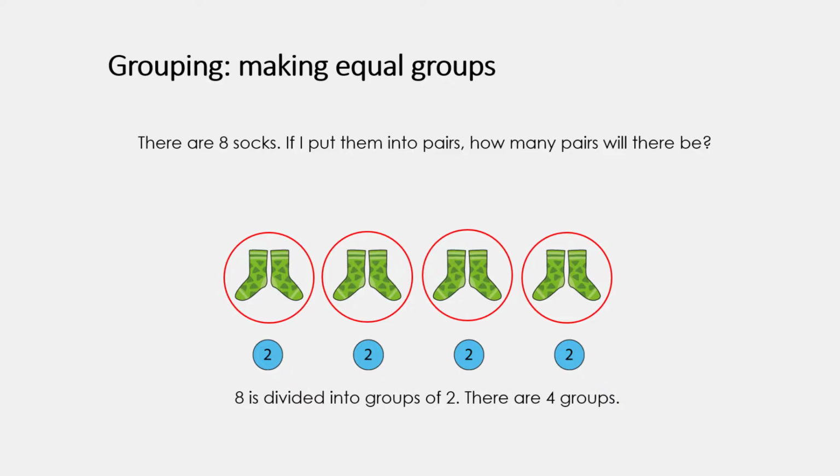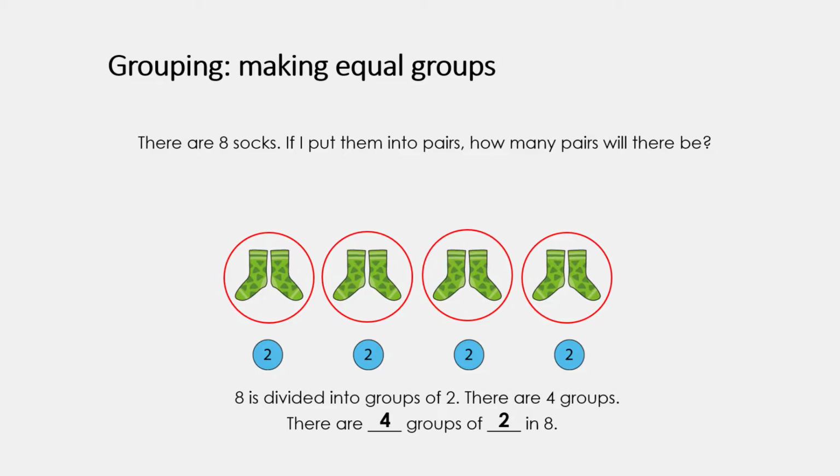Then we can say that 8 is divided into groups of 2, and there are 4 groups. 8 represents the whole, all of the 8 socks we have. The 2 represents the size of each group. There's 2 socks in each group. The 4 represents how many groups there are. So there are how many groups of what in 8? There are 4 groups of 2 in 8.